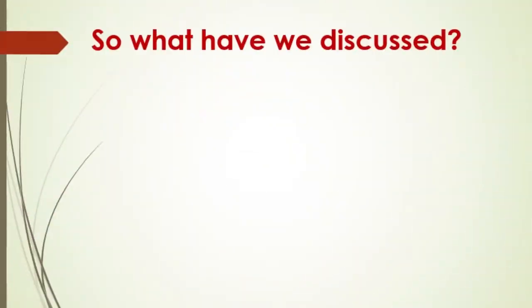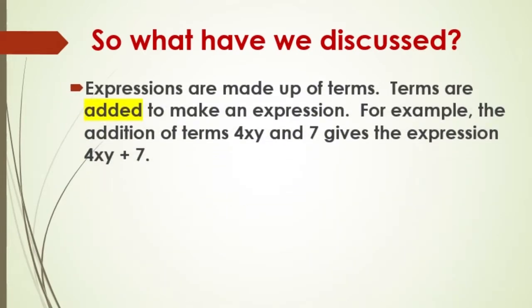So children, you can see what we have discussed. The first point is that expressions are made up of terms. How are they made? Their terms are added to form an expression. Like you can see in the expression 4xy plus 7, there are 2 terms, 4xy and 7, which are added.